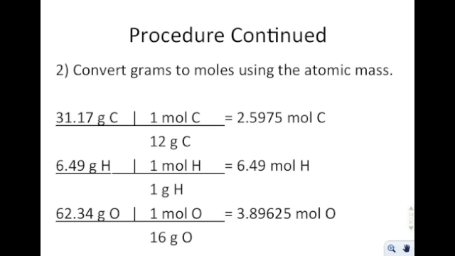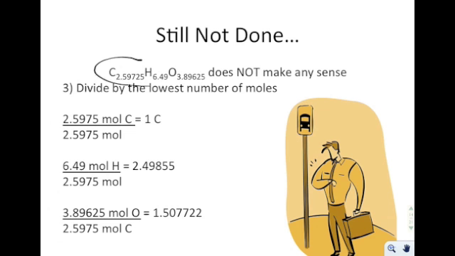So what we need to do is say, it's clearly not this. The reason why is you can't have a part of a molecule. It has to be carbon 2 or it has to be carbon 3. It cannot be carbon 2.59725 because you can't cut a carbon into that many pieces, or any pieces at all for that matter. So what we do is we find the lowest number of moles.